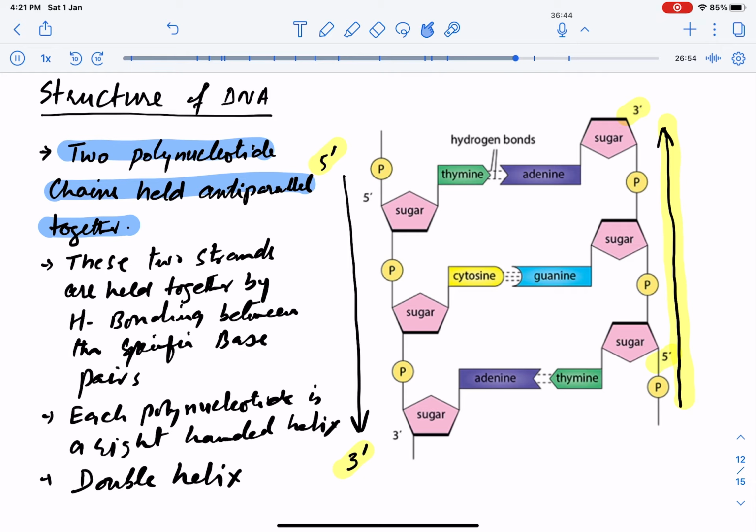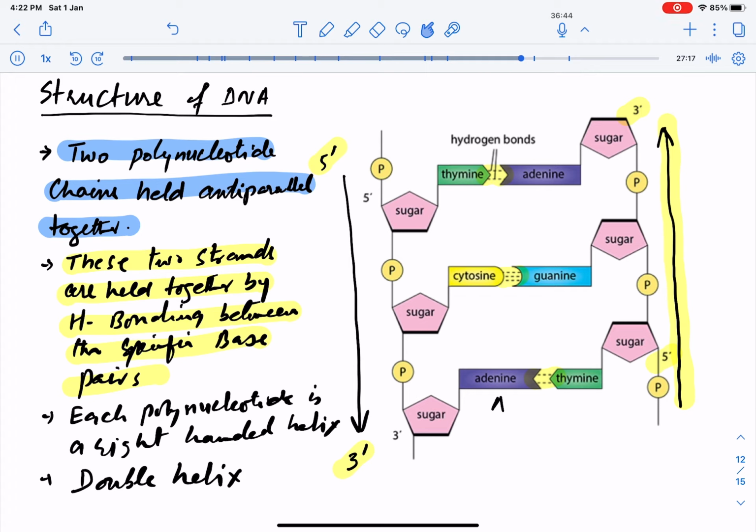these two strands are held together by hydrogen bonding in between the specific base pairs. So this is the hydrogen bonding in between the nitrogen bases. This hydrogen bonding is specific in between the base pairs.